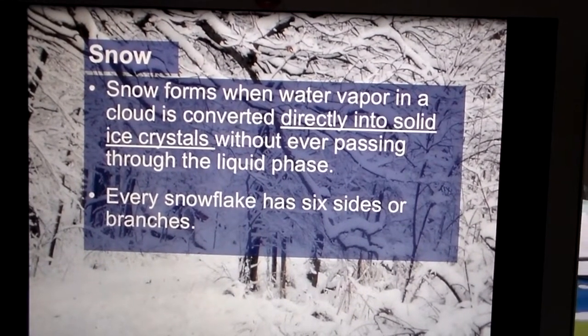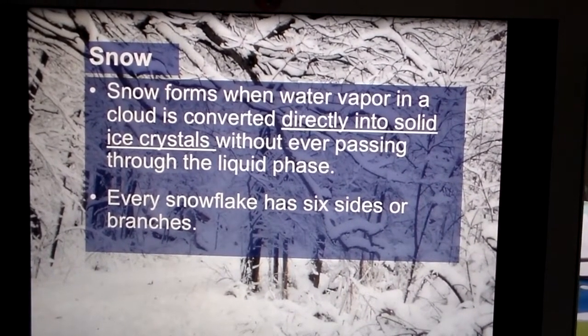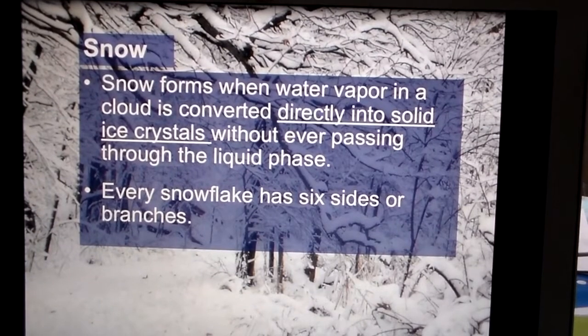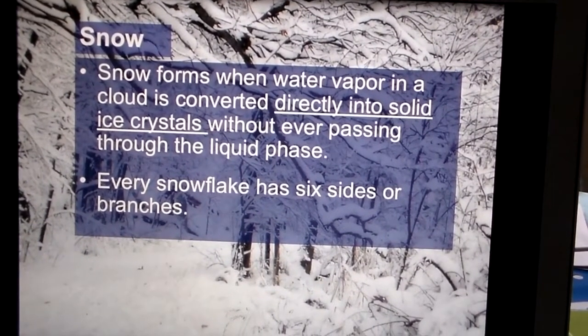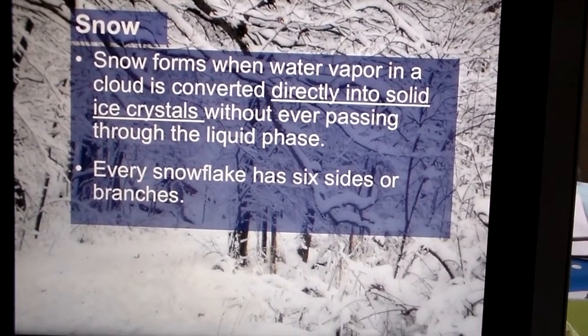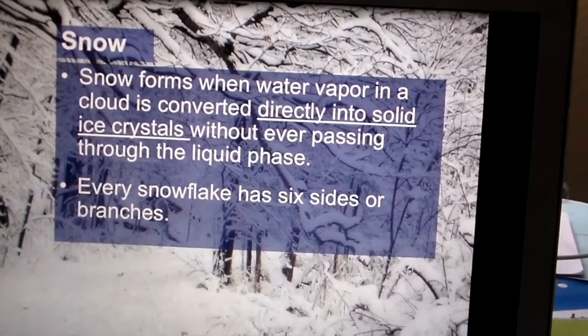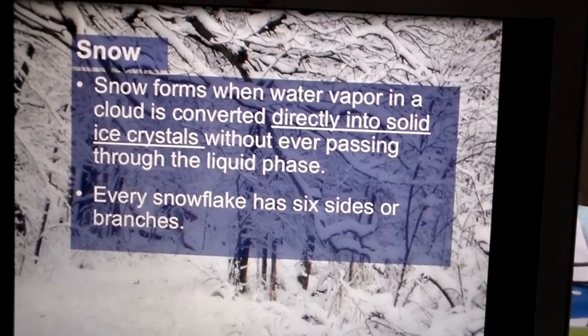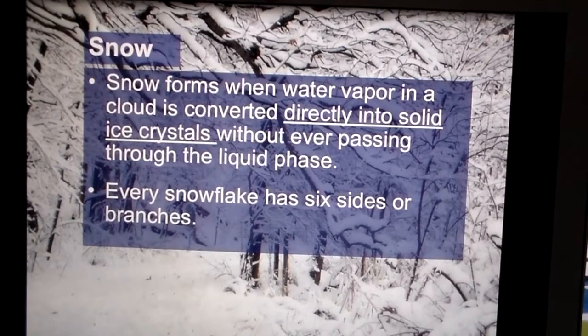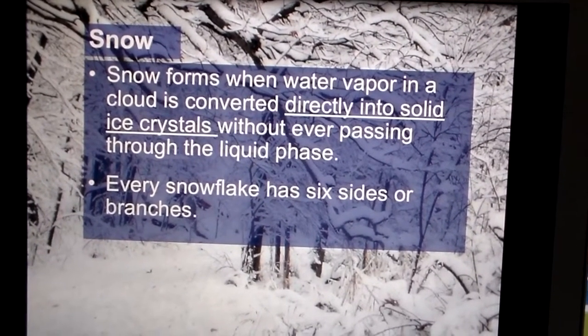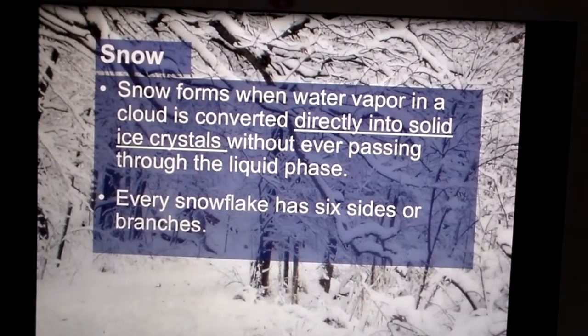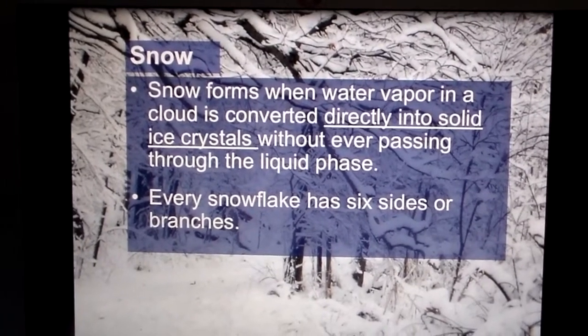Snow is so special, and its snowflakes have 6 sides or branches because water vapor, which is a gas, changes directly into solid ice. There's no in-between stage. So it's not like we're going to go gas, liquid, and then solid. This is going directly from a gas into a solid. And this is why snowflakes are so unique.